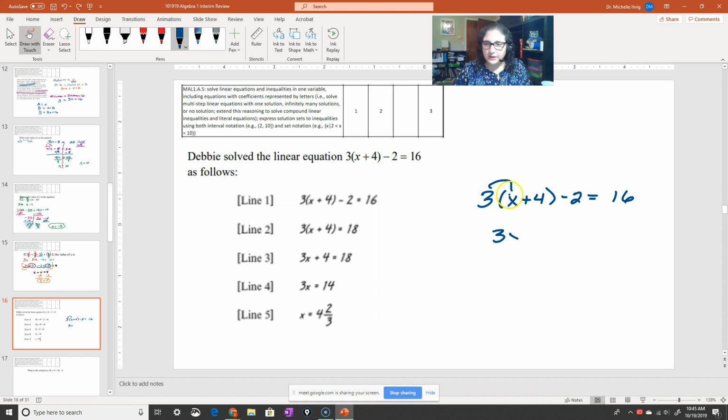Ooh, you know what we should have done first? Here, we need to move this negative 2 to the other side. That's one thing we could do first. So we're going to add 2 to both sides, which I honestly don't normally do, but that's how they had it done in this problem. So when we do that, this cancels. So we're left with 3 times x plus 4. And then 16 plus 2 is 18.